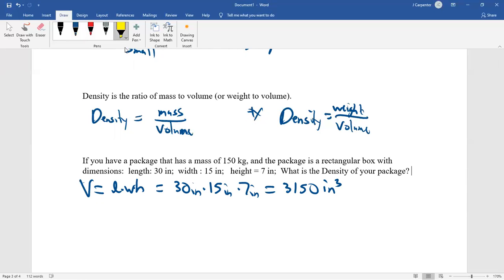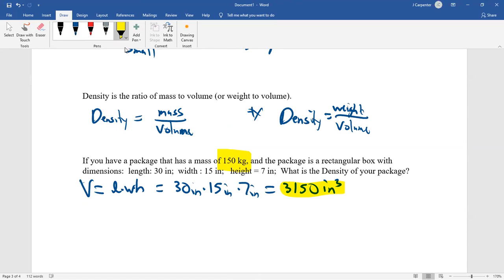So now all we have to do is take the mass, which was the 150 kilograms. Again, some people would call that a weight. And again, in the real world, no one's going to care that you call it a weight, but technically it's a mass. And we're going to divide it by 3,150, but we have to make sure we do it in the right order. Is it mass over volume, or is it volume over mass? You actually have to memorize that. It's the mass on the top, the volume on the bottom.